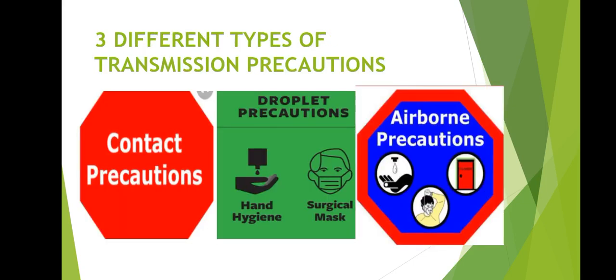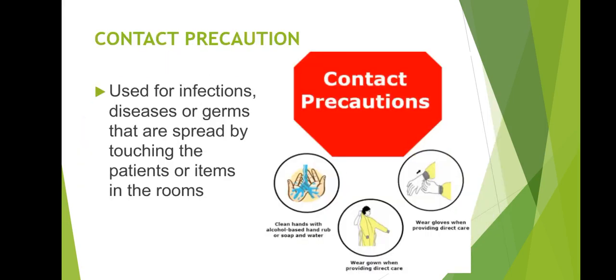So there are three different types of transmission precautions. One is contact precautions, two is droplet precautions, and last is airborne precautions. Contact precautions are used for infectious diseases or germs that are spread by touching the patient or items in the room. These are intended to prevent transmission of infectious agents, including epidemiologically important microorganisms, which are spread by direct or indirect contact with the patient or the patient's environment.